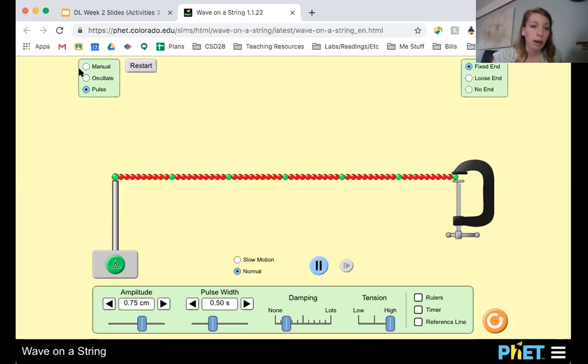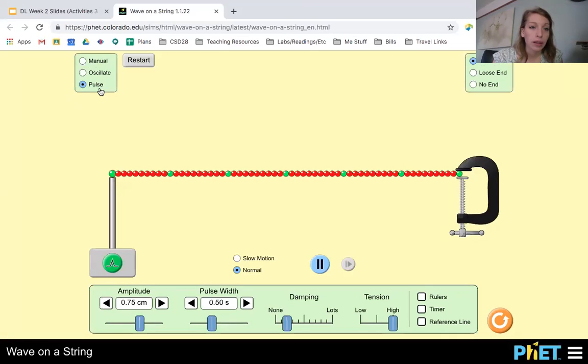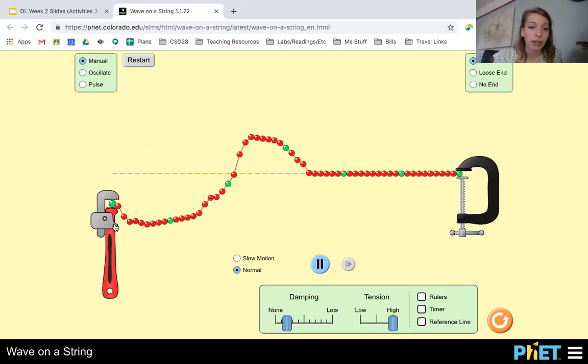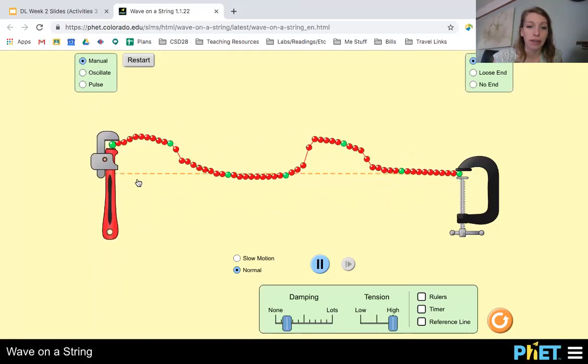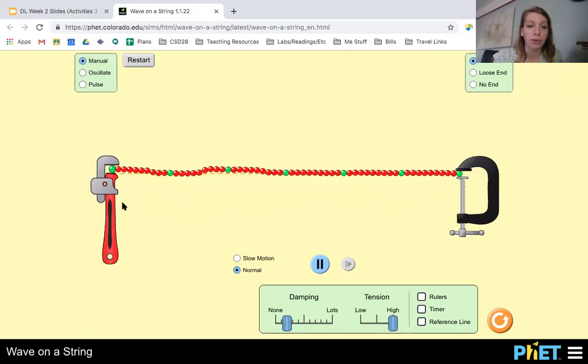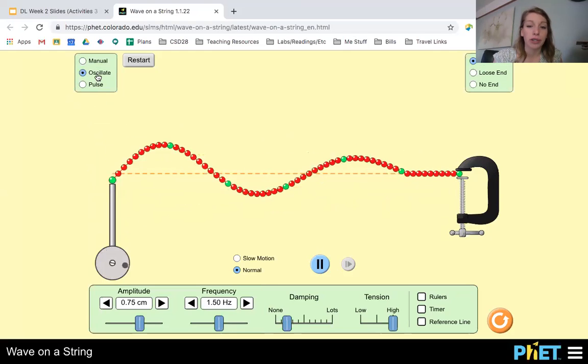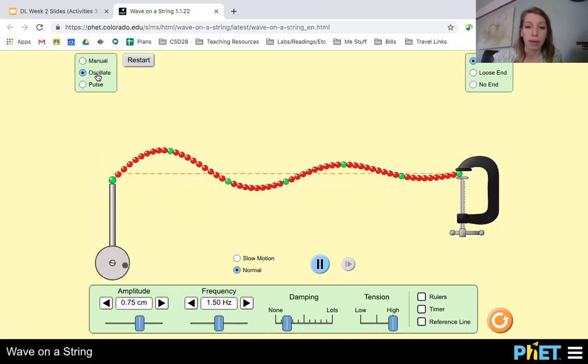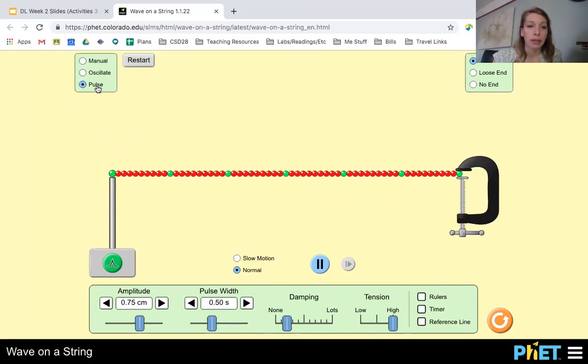Okay, so a couple of settings things. You're going to want to have your settings set at pulse. Manual, like you have to actually do it yourself, and I mean, it's kind of fun, but it's obviously not a beautiful wave. Oscillate will just kind of be moving it nonstop. That one might be useful later. But then a pulse allows you to just send each wave down.